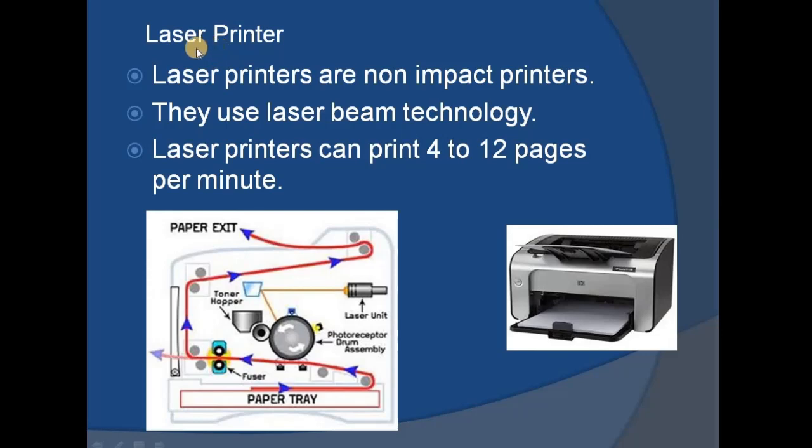Now let us understand the second type of non-impact printer, that is the laser printer. As the name suggests, why have we named this the laser printer? Because these printers work on the principle of laser technology. Basically they use a laser beam that is produced on the paper, and with that the characters or the information will be printed on the paper.